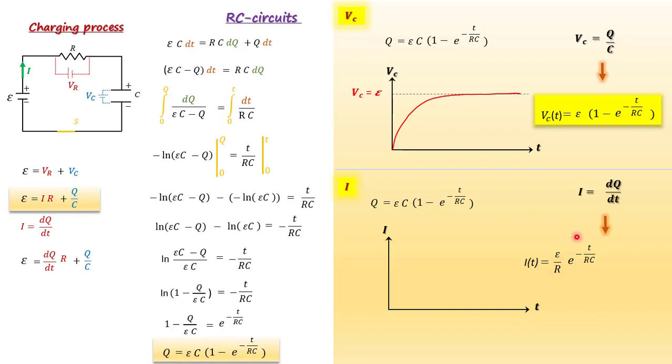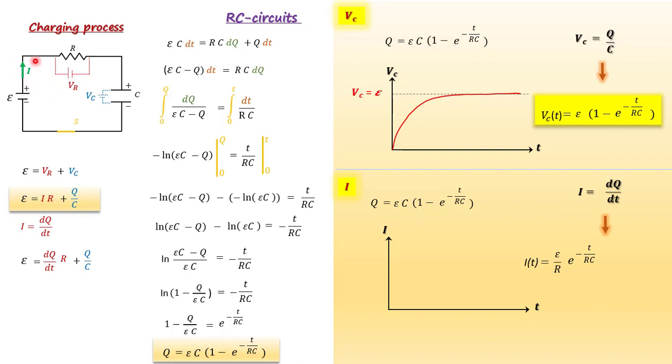Let's see what happens at the limiting values. So at time t equal to 0, that part becomes 1. So then we have epsilon over R, which is the maximum value we can get. At time t equal to infinity, that part becomes e to minus infinity, which is 1 over infinity, and the whole thing will disappear. That means at time t equal to infinity, there will be no current. This is what we expect, actually.